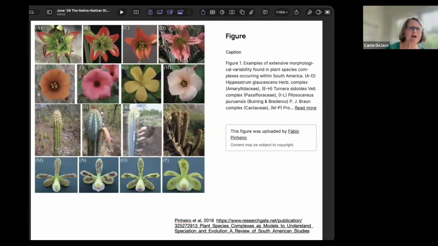This is a paper I came across showing variability within species. These are all flowers of the same species. These differences among flowers could be genetic differences, or they could be due to environmental conditions, leading these individual plants to put more energy into one sort of thing than another.